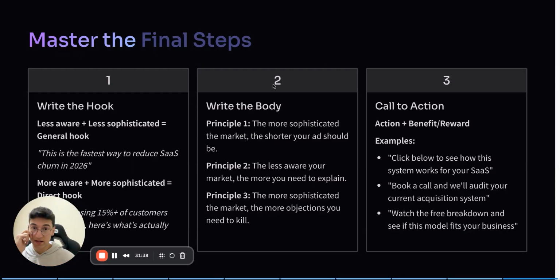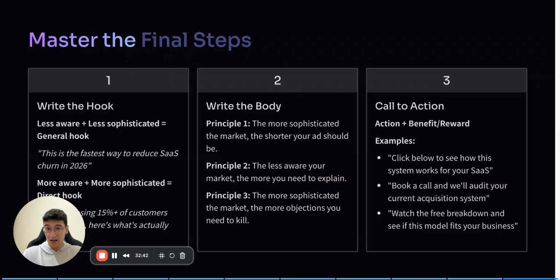And when you're writing the body, I have three principles. The first one is, the more sophisticated the market, the shorter your ad should be, because they already know so many things about their problem, about the other solutions in the market, maybe even about your product. So every new sentence you add to your ad is a risk to make them bored and quit watching, basically make them scroll. So your ad should be pretty concise.